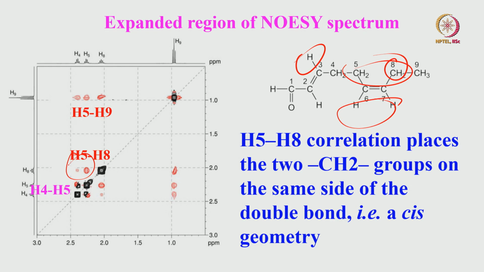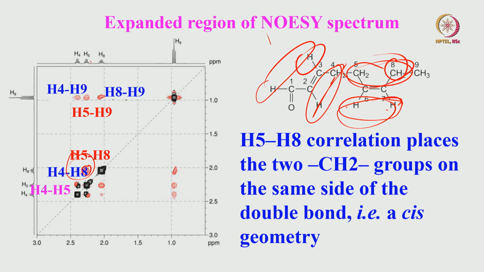This 5-8 correlation you can see here. So when I see that 5-8 correlation, it tells me these two CH2 groups are on one side. The 6-7 correlation tells me these two are on one side of the double bond, and this one tells me they are cis to each other. So, varieties of correlation information we could get, so many correlated peaks.